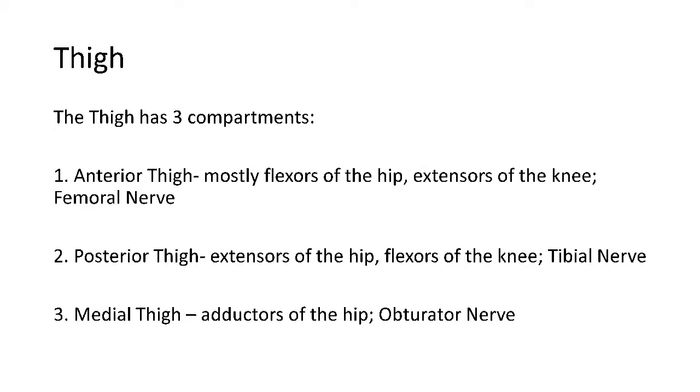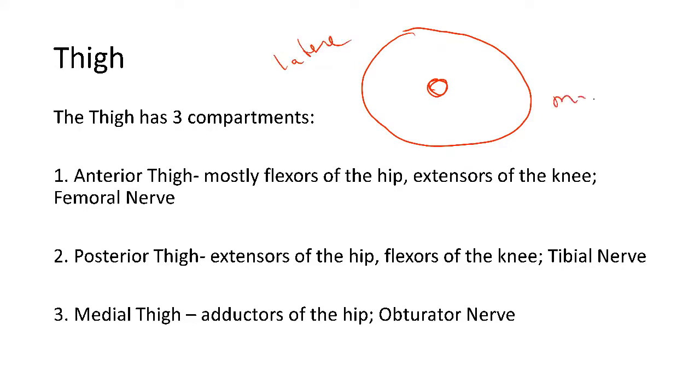Let's move now into the thigh muscles. The thigh has three compartments. And if we think about it as three compartments, as I'm drawing here, here's the bone in the center. And we're going to say that this is lateral and this is medial. And what we see is that we have this great big anterior compartment. We have a very large posterior compartment, and we have a medial compartment.